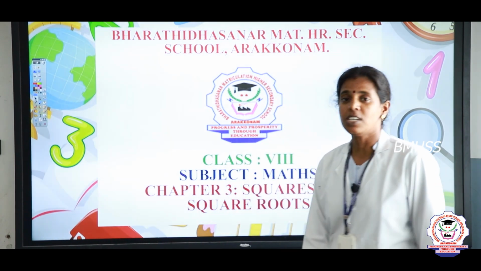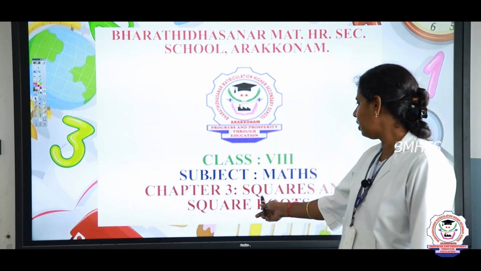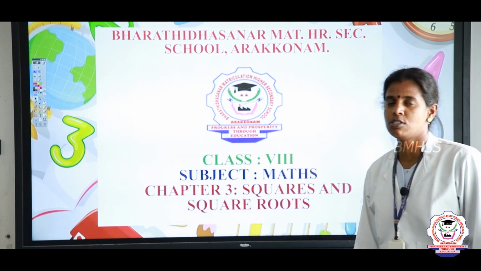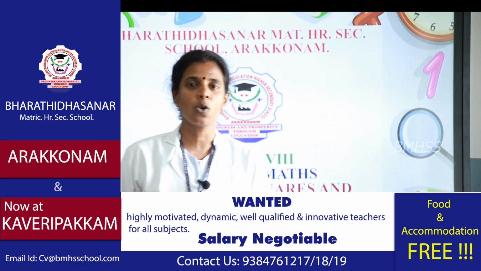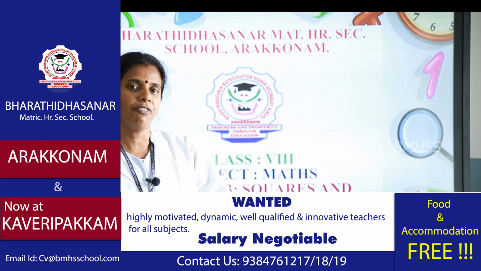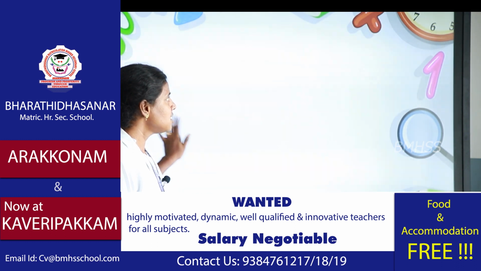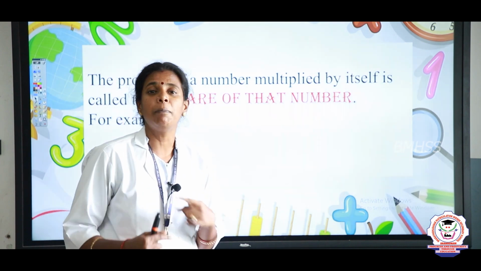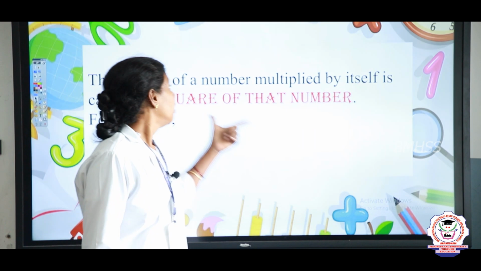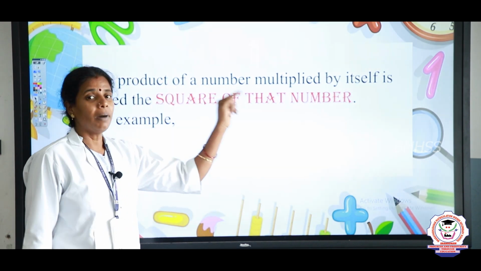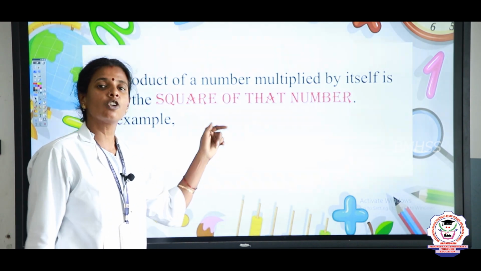Today we are going to see 8th standard maths, the 3rd chapter, which is squares and square roots. First we will discuss squares. What is a square, what is a square number, and what is a perfect square? A square is nothing but a number multiplied by itself. The product of a number multiplied by itself is the square of that number.